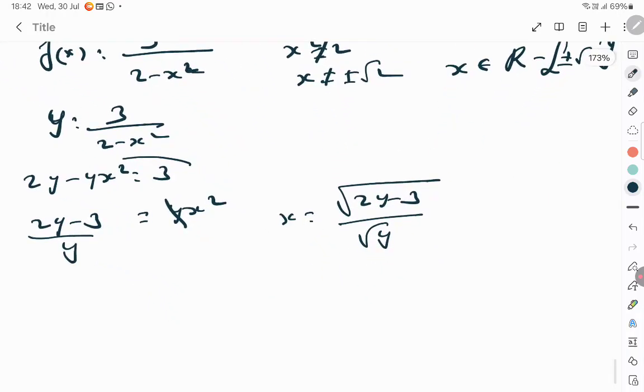So x is equal to root of (2y − 3)/y, with root y in the denominator. Okay, so look at this. You get your x and you know y cannot be 0 from the denominator. You also know y cannot be negative, because inside the root you should not get a negative number. So y has to be any number greater than 0.